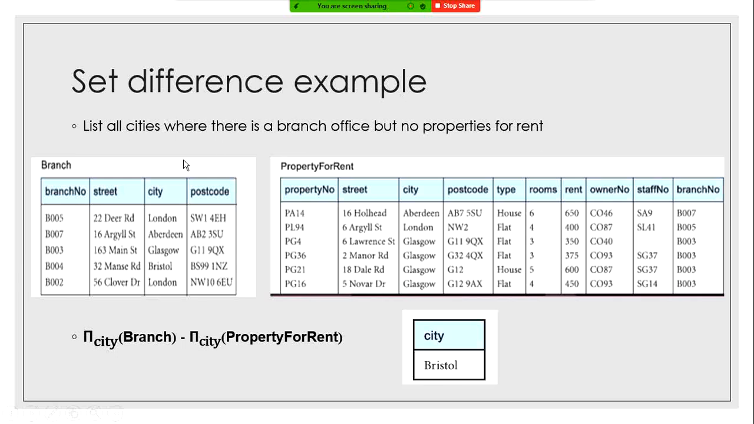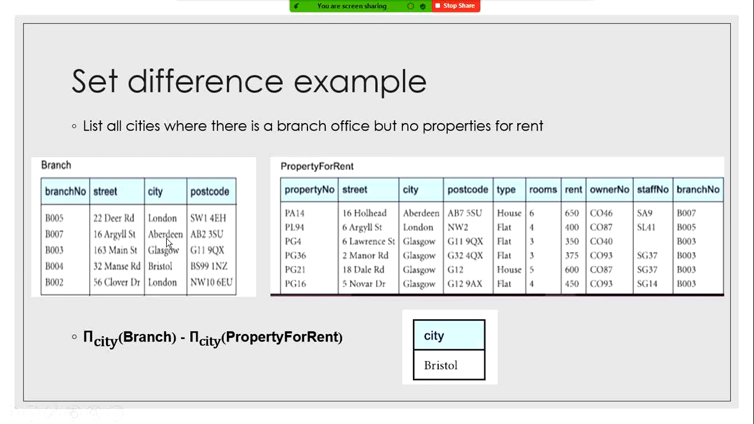So we have two tables, branch and property for rent. Both have a city attribute. We have to find those cities where we have a branch but we don't have any property for rent in that city. So what we will do, we will apply the set difference operation here on the city column only, right? First we will see if London is present in property for rent. London is present, okay, we will ignore it.